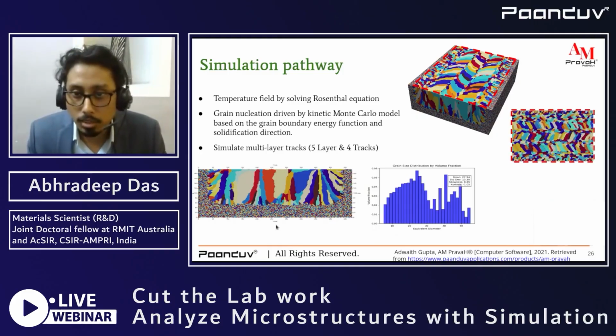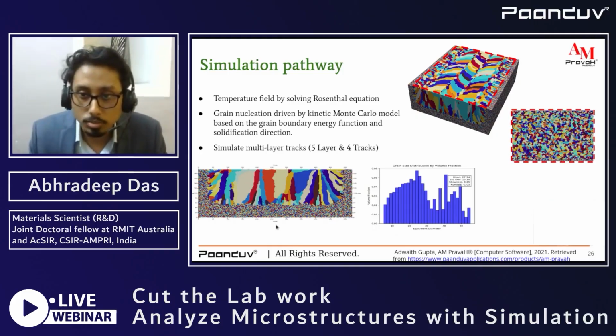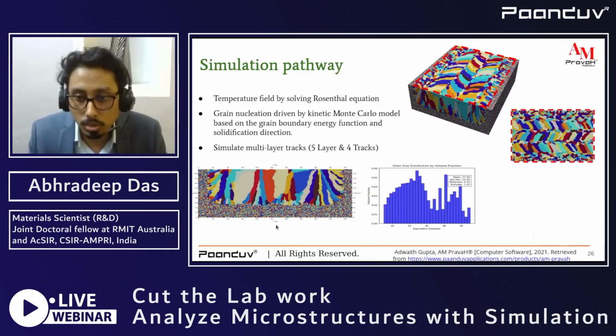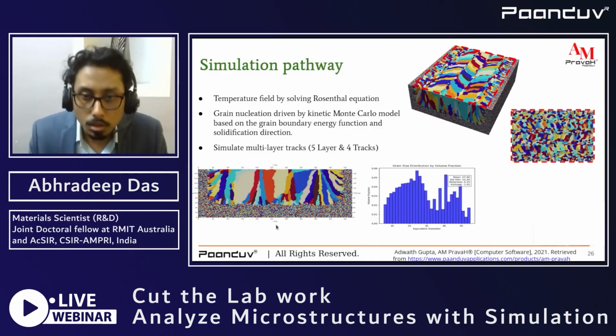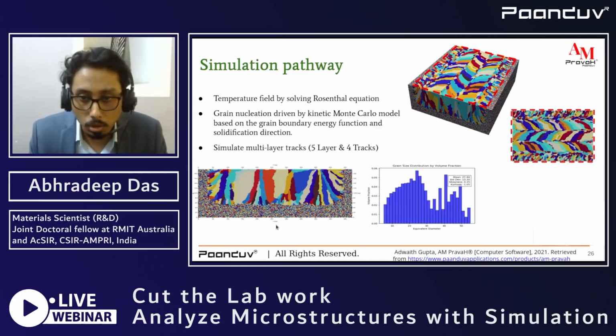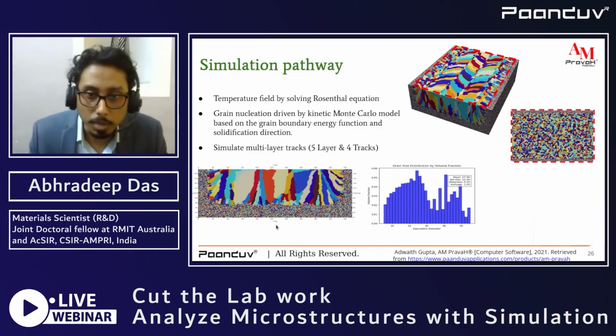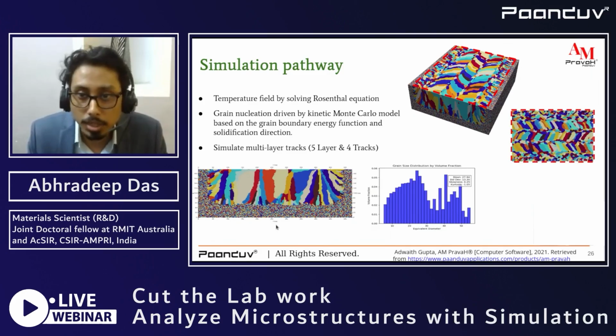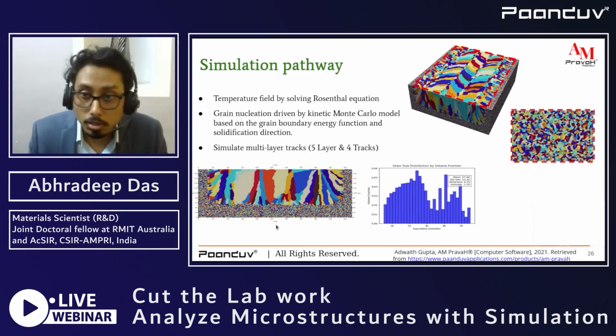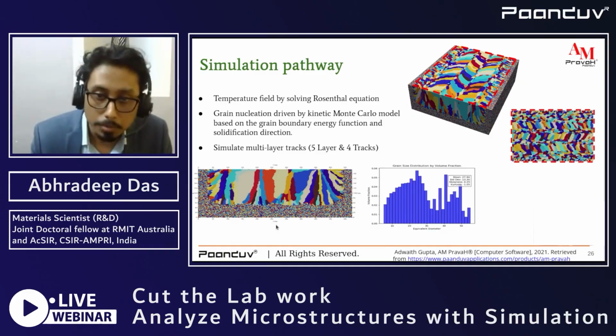We can also see the grain size charts, which can be used to dictate the Hall-Petch strengthening, and using such equations we can have some idea about the yield strength, and we can predict the strength of the composite, or the strength of the material, before we actually make it.